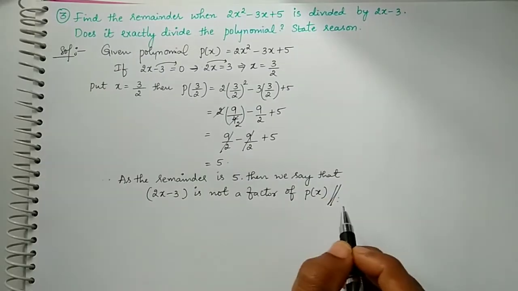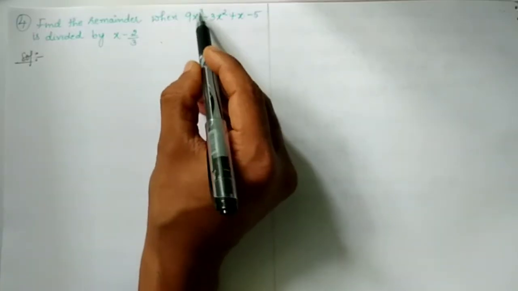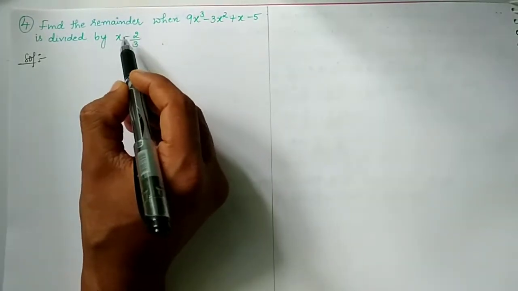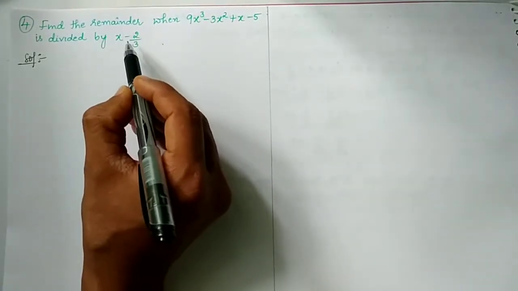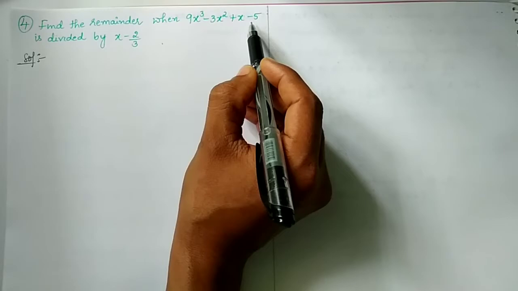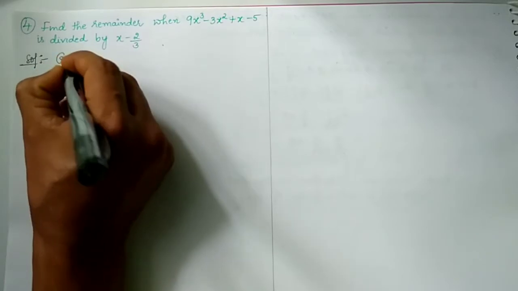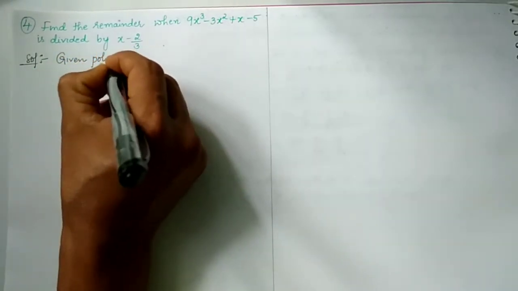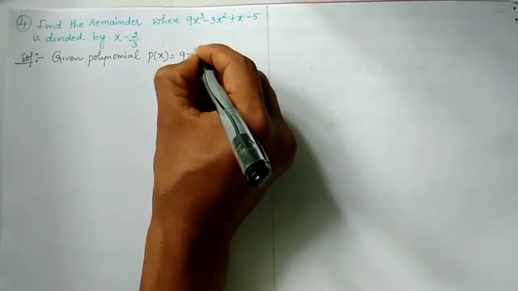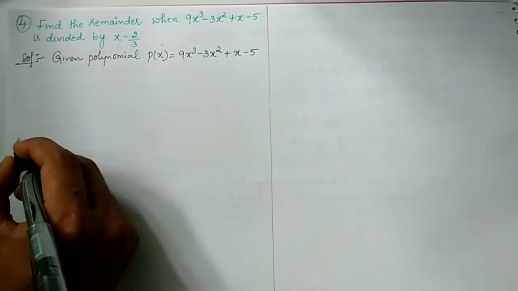We'll move on to the next question, number 4. Find the remainder when 9x cubed minus 3x squared plus x minus 5 is divided by x minus 2 by 3. X minus 2 by 3 is a linear polynomial. We have to divide 9x cubed minus 3x squared plus x minus 5 by this linear polynomial and find the remainder. First I write the given polynomial: p of x equals 9x cubed minus 3x squared plus x minus 5.